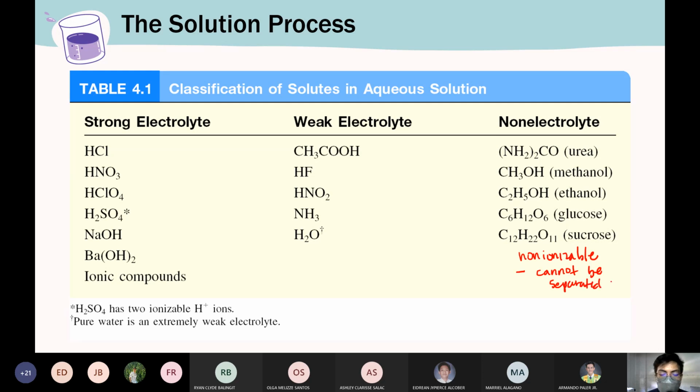Hindi nyo to kakabisatuhin, ha? Cannot be separated into ions. Ito naman, both of them can separate into ions. Separate into ions. Okay?